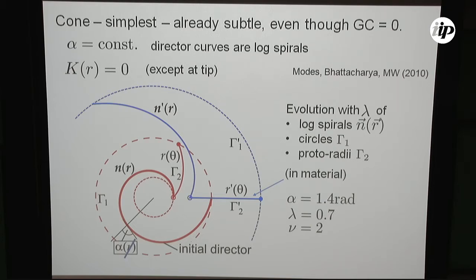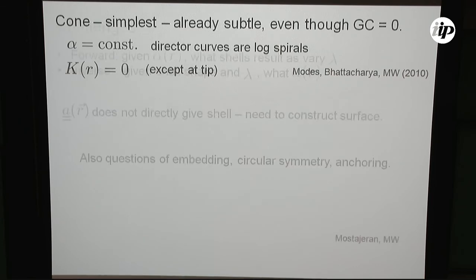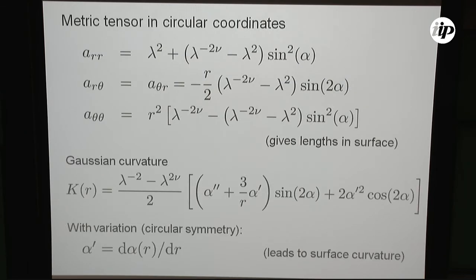No. Okay, so this is the simplest one. Yes? Well, you would see it, for instance, in this expression here, where alpha prime is 0 everywhere. So the Gaussian curvature is 0.